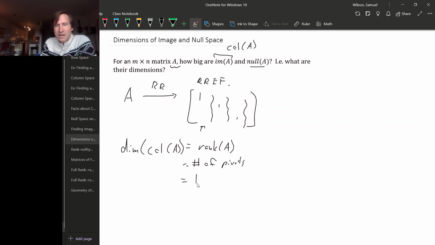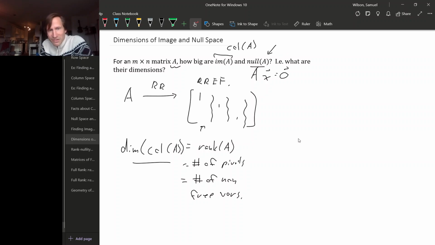But that's the same as the number of non-free variables, right? If we were treating this as a matrix corresponding to a homogeneous system like this, the number of non-free variables is the same as the number of pivots. Okay, well now let's think about, so that's the dimension of the column space. Now let's think about the dimension of the null space.